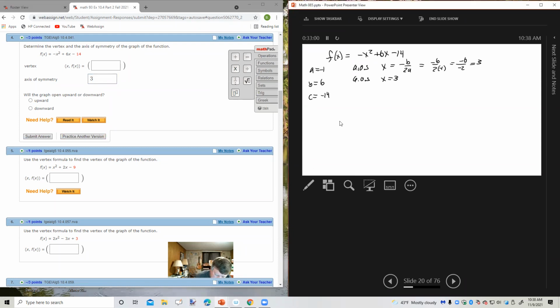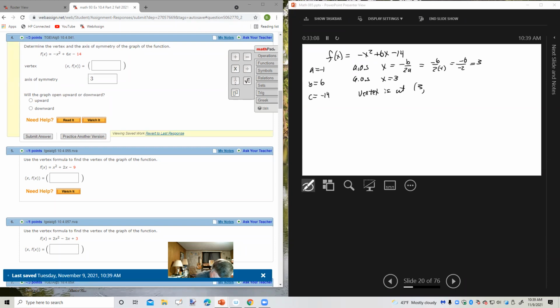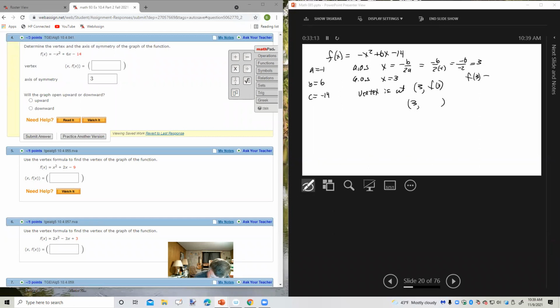The vertex is at 3, comma, f of 3. And f of 3 is negative 3 squared plus 6 times 3 minus 14. Up here, the x is being squared, not the negative. The negative is outside of the square. So we're going to do the square first, 9, then attach the negative. Plus 18 minus 14 is what? Negative 5, I believe. So this is negative 5.